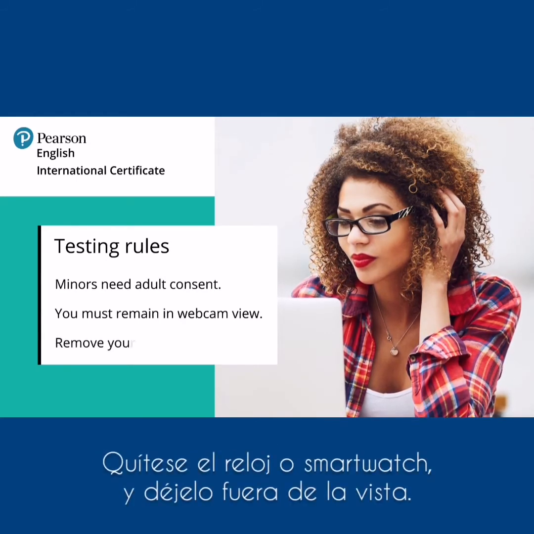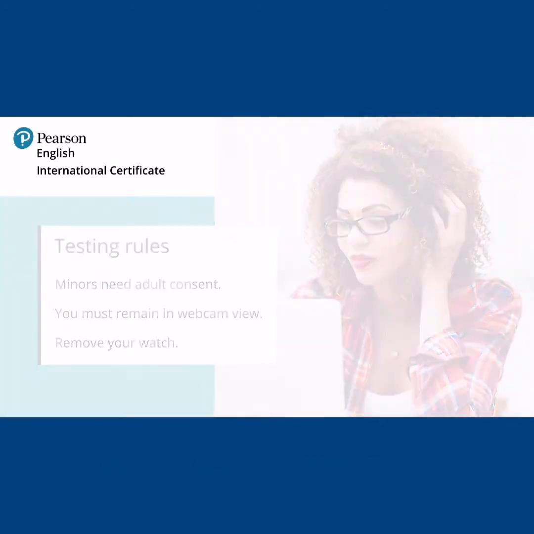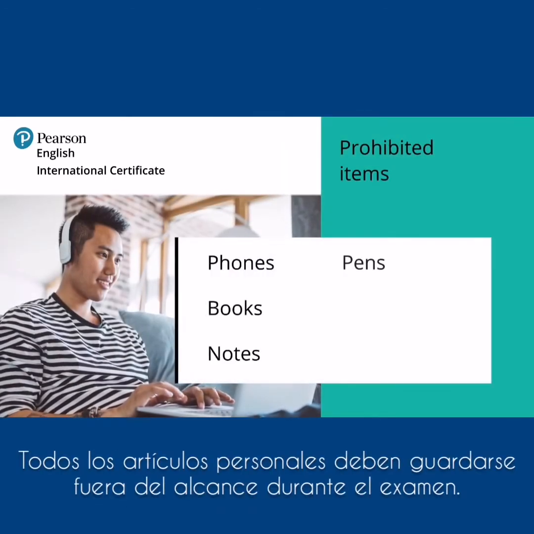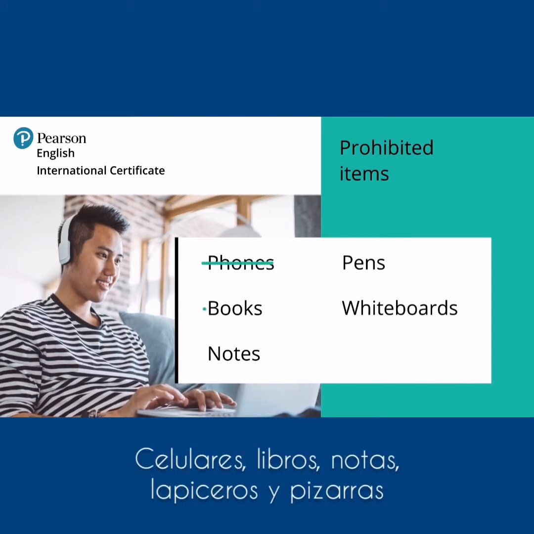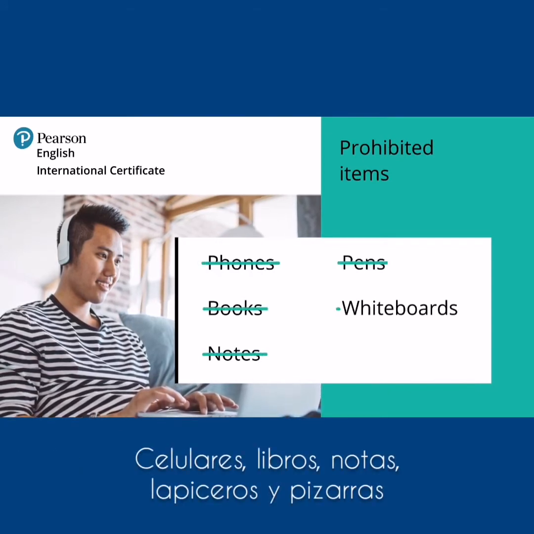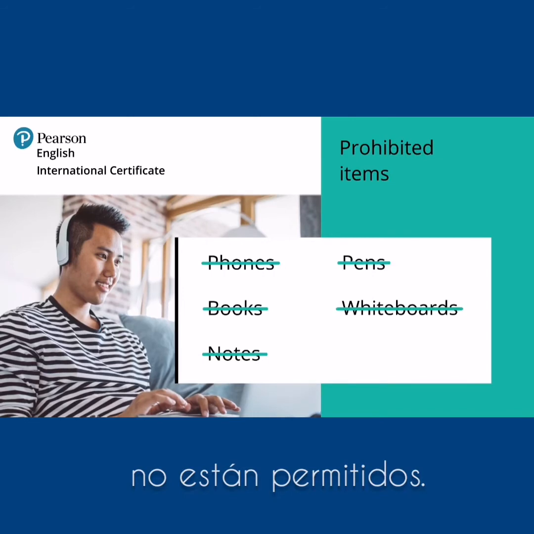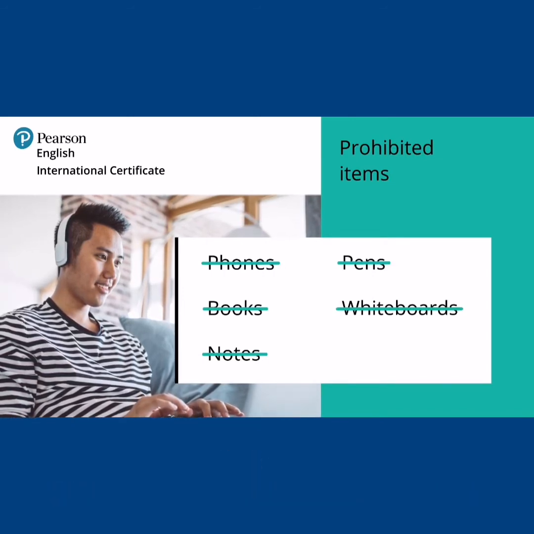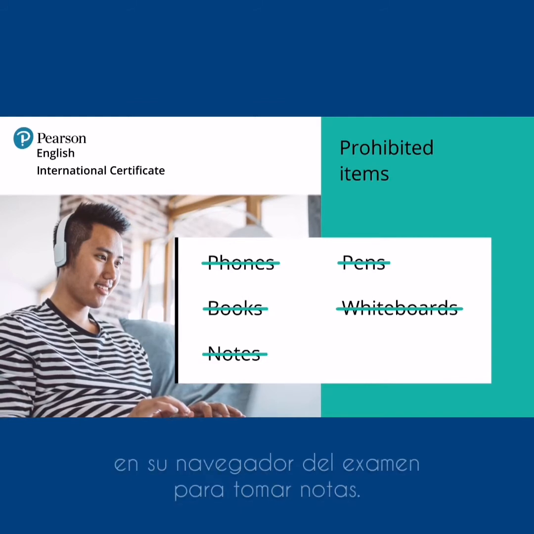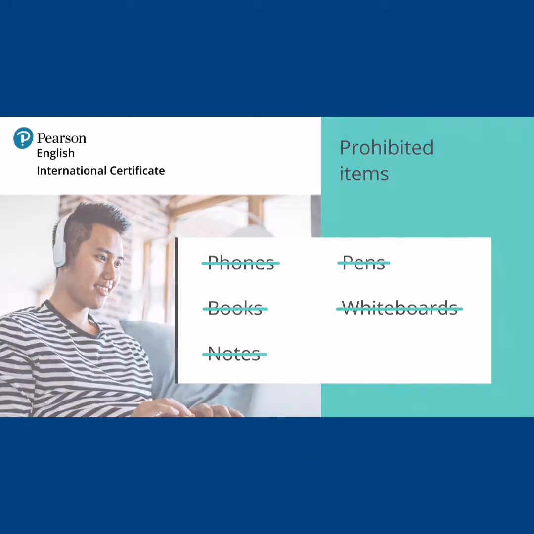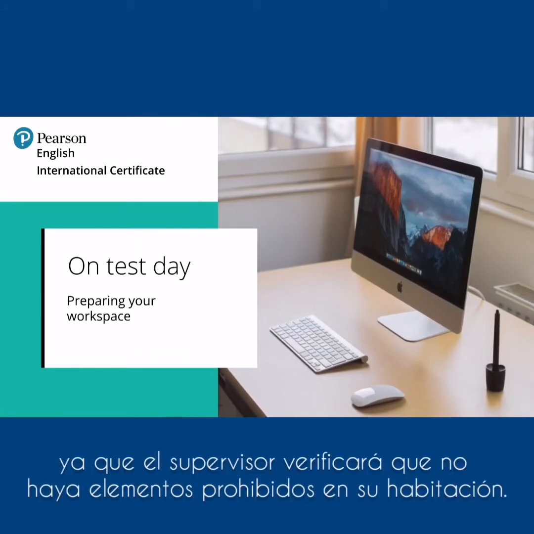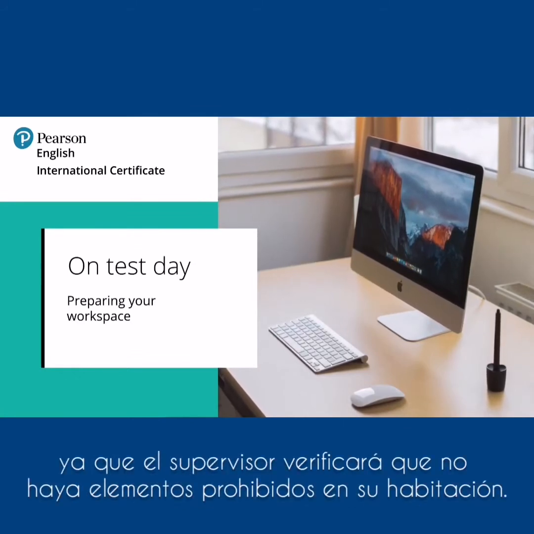Remove your watch or smartwatch and leave it out of sight. All personal items must be stored out of reach during the test. Phones, books, notes, pens, and whiteboards are not allowed, and you won't be permitted to take handwritten notes during your test. You may use the Notes feature in your test browser to take notes. Clear any clutter off your workspace. The proctor will check there are no prohibited items in your room.